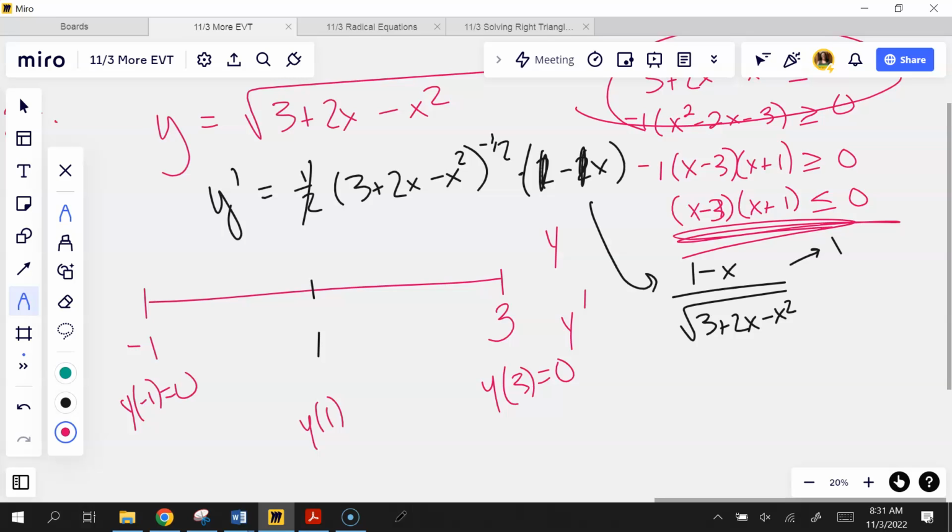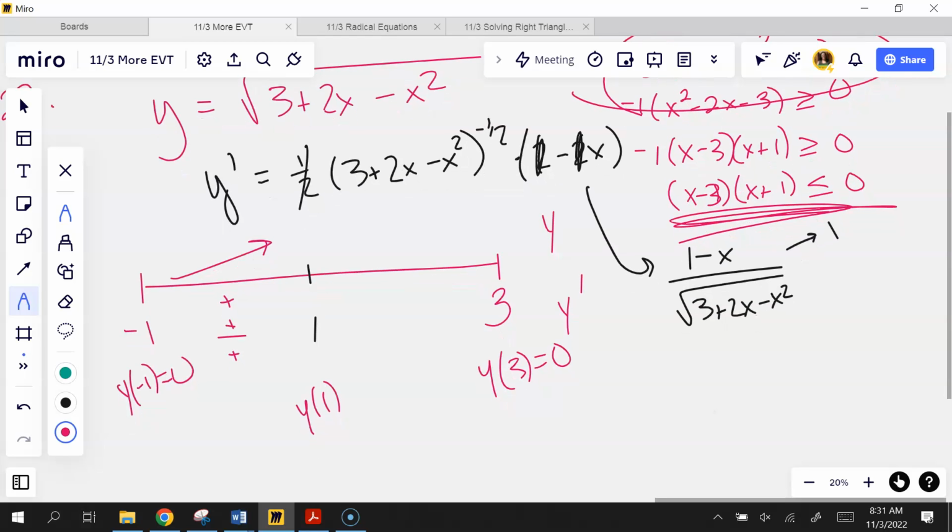All right, well, between 1 and -1, so maybe 0, what's the sign? Positive over positive. So it's always positive, so I'm increasing this way. Between 1 and 3?